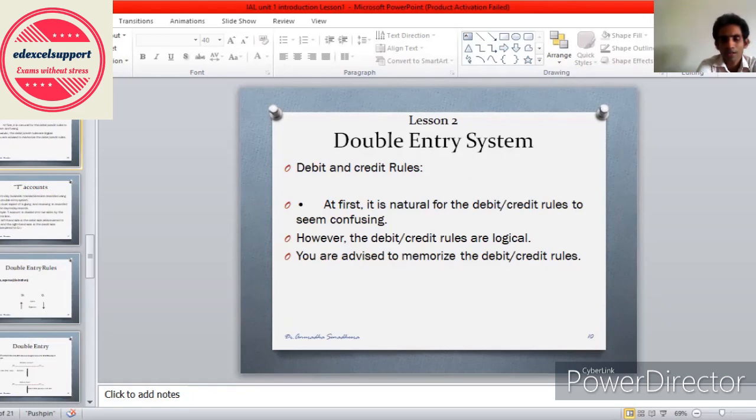So first, we'll start with the debit and credit rules. At first, it is natural for the debit and credit rules to seem confusing. However, the debit and credit rules are logical. Do I advise memorizing the debit and credit rules? If you can understand logically, actually you don't need to remember everything. But if it is difficult to understand in that way, the other method is to learn by heart. So both methods will be explained in this lesson. So we'll go to the next slide.